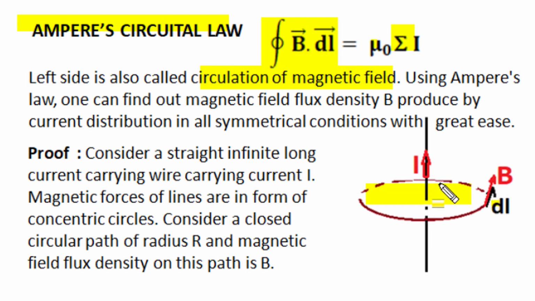Now, with the use of this Ampere Circuital law, we will find out magnetic field flux densities with great ease and convenience when current produces a symmetrical magnetic field around it.